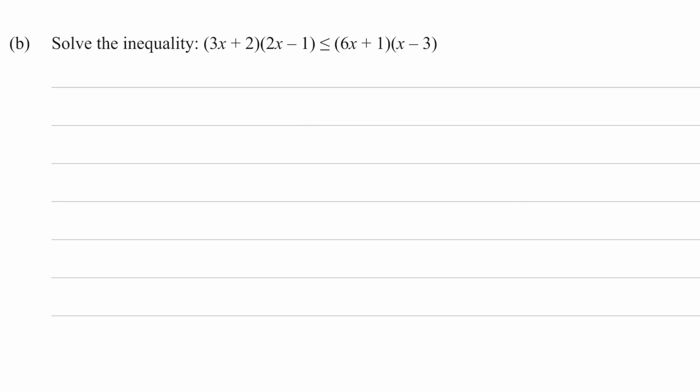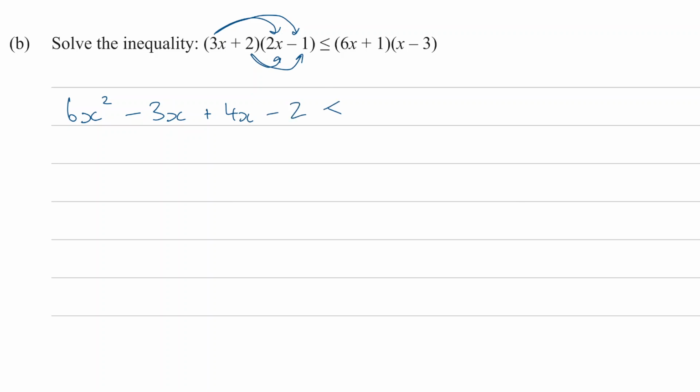So to start, we can expand both sides. That's using FOIL: first, outers, inners, last. So on both sides, we can do that. On the left-hand side, we have 3x times 2x. 3 times 2 gives us 6. x times x gives us x squared. 3x times minus 1 gives us minus 3x. 2 times 2x is plus 4x. 2 times minus 1 is minus 2.